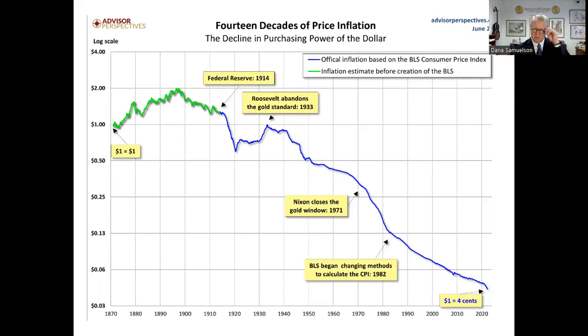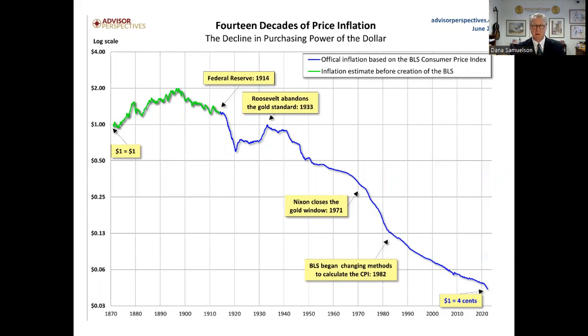And this shows the dollar's loss of purchasing power since 1870. The dollar basically bought more than $1 worth of goods until about 1920. During the Roaring 20s, it dipped a little bit, and it came back up to par again in 1933. But that's when President Roosevelt took us off the gold standard and took the gold out of the monetary system that you and I could use.